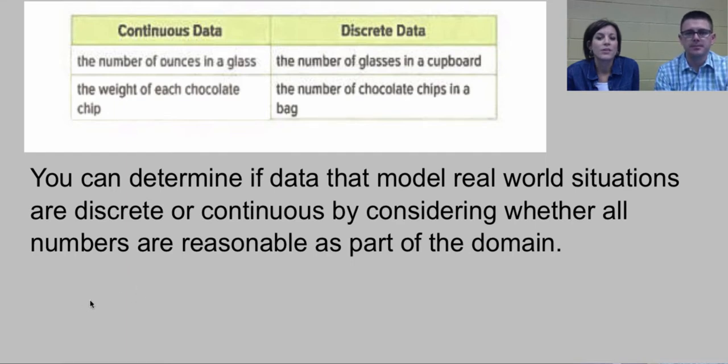You can determine if data that model real-world situations are discrete or continuous by considering whether all numbers are reasonable as part of the domain, so the x values.